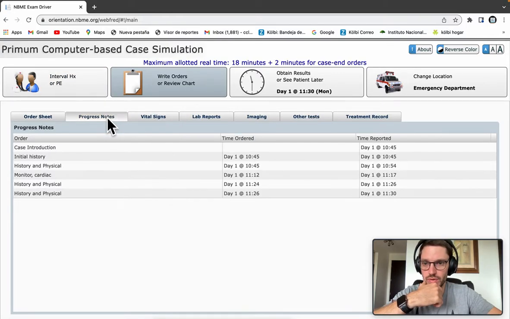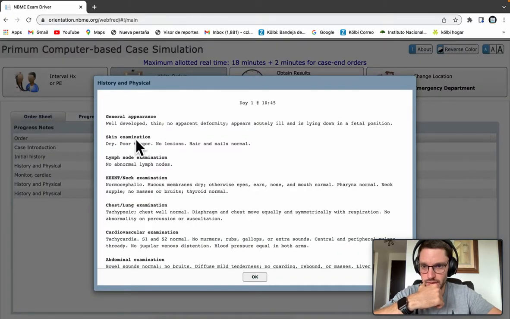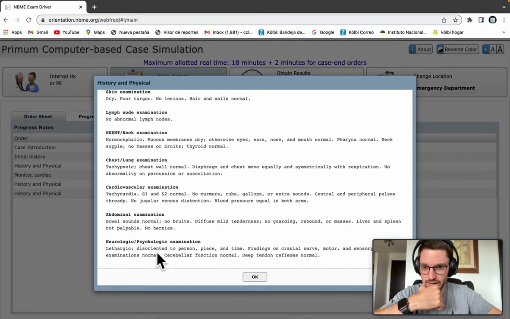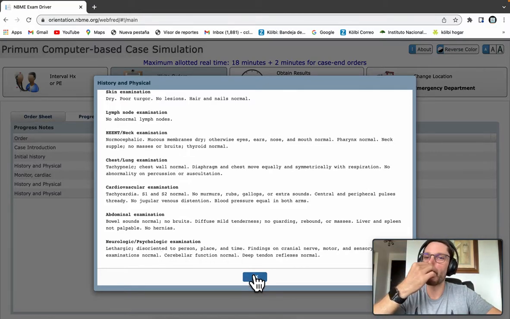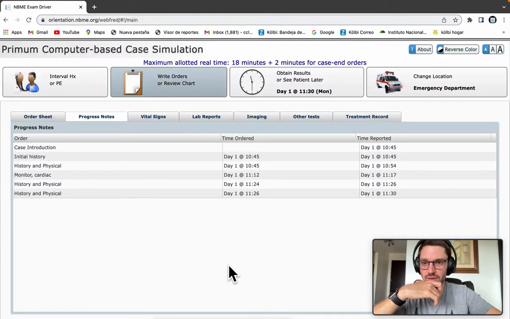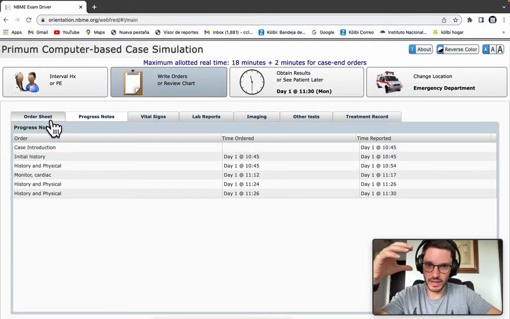So let's review what has happened. Initial history and physical, neural, lethargic, disoriented, and there hasn't been any changes. Cerebellar, if she's disoriented to everything and she's lethargic, we could try to protect the airway, but I'm not that sure about that. What are they trying to tell me? But in the interval history, there was no improvement.